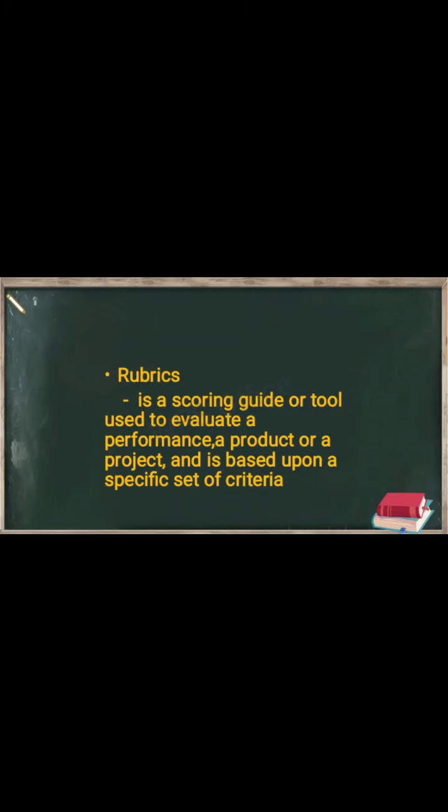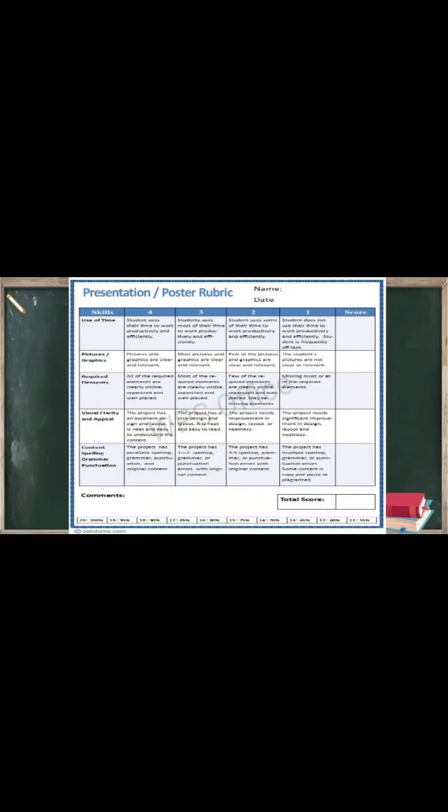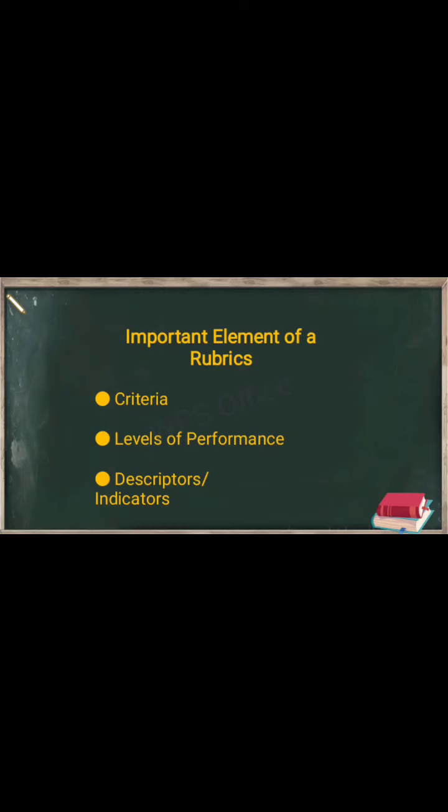So, for instance, in a classroom situation, a teacher gives his students a task wherein they are going to make a poster on their subject, which is art. In order for the teacher to score and rate the output of the students, he must make a rubric. And this one is the example of a rubric. The rubric has three important elements, namely the first one, which is criteria. The second one is the levels of performance.